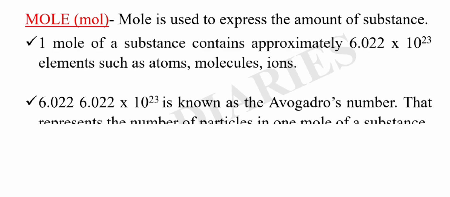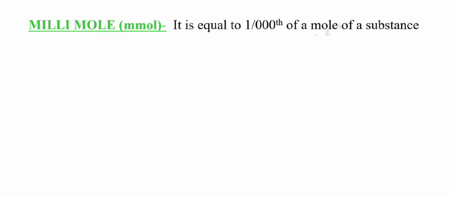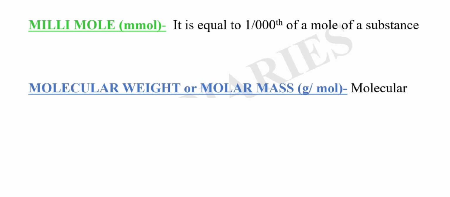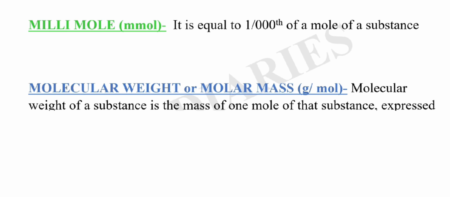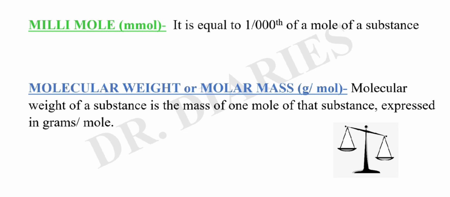This number represents the number of particles present in 1 mole of a substance. Millimole is written as mmol. It is a thousandth part of a mole of a substance. Next is the molecular weight or molar mass, which is defined as gram per mole. It is the mass of 1 mole of that substance.